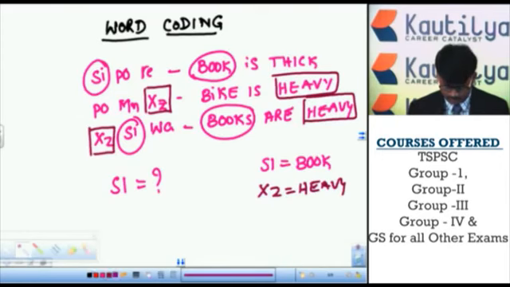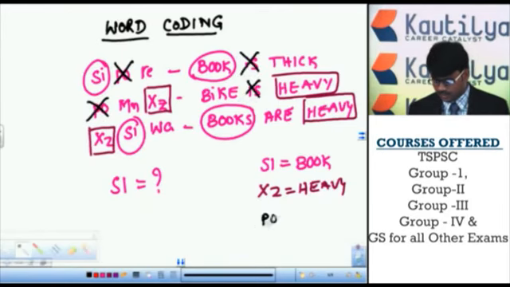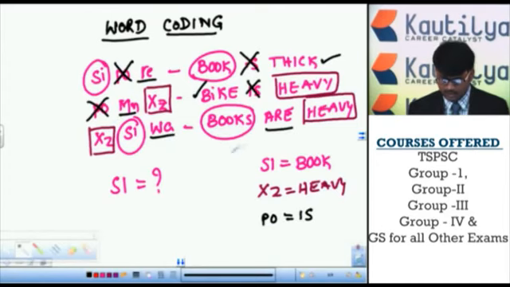Next, in the first and second, the repeated code is PO and the repeated word is is. That means PO is coded as is. Clearly, the remaining code RE is coded as thick, MN is coded as bike, WA is coded as are. But the given question is, what is the code for SI? Clearly, the code for SI is book.